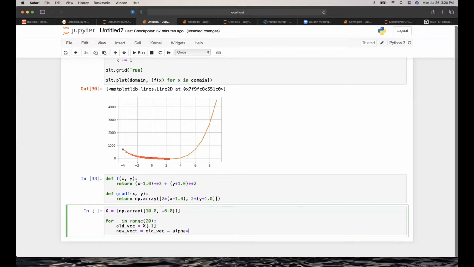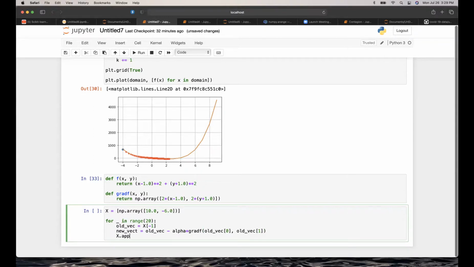alpha times grad f. And now since it puts in x and y, I have to do old vec 0, old vec 1. And that's the x value and the y value. So after I do that, I'm going to throw that into x. Okay.